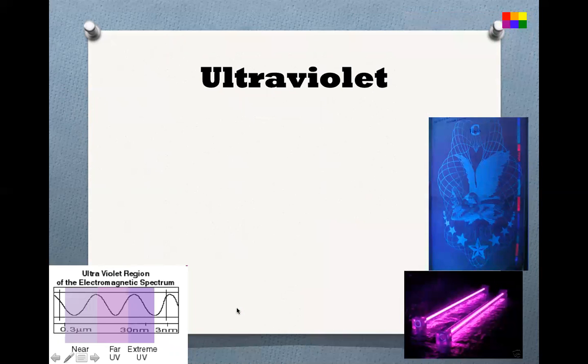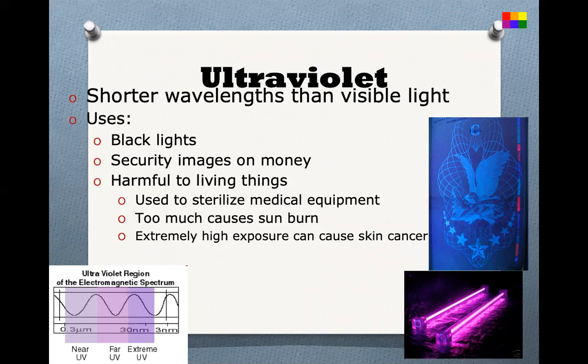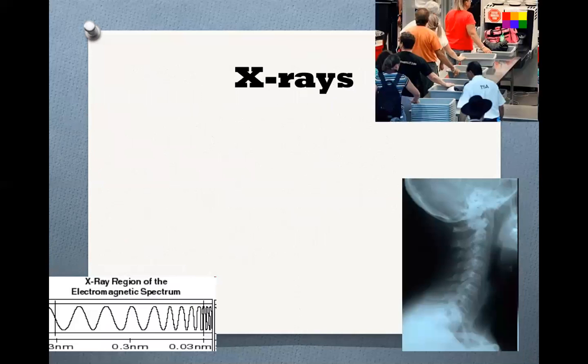Okay, ultraviolet's the next one. These are shorter wavelengths, higher frequency. We use it for black lights, security images on money and things like that. This is harmful, so we can use it to sterilize our medical equipment. It's what causes sunburn. Remember, you notice that your sunscreen is for UVA and UVB. It's talking about different types of ultraviolet light. And exposure can cause skin cancer.